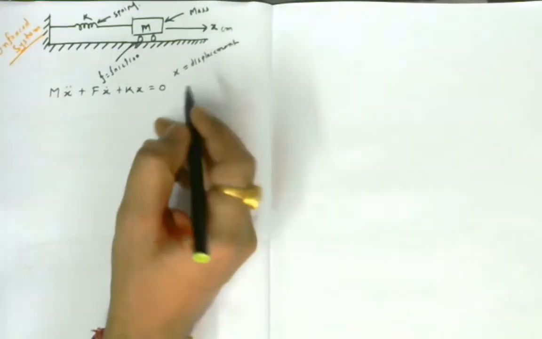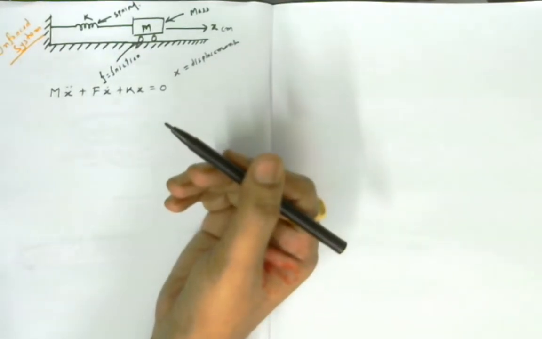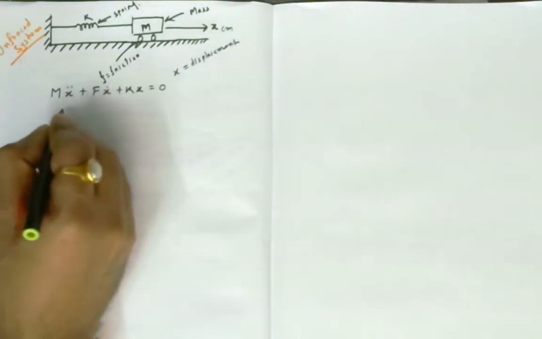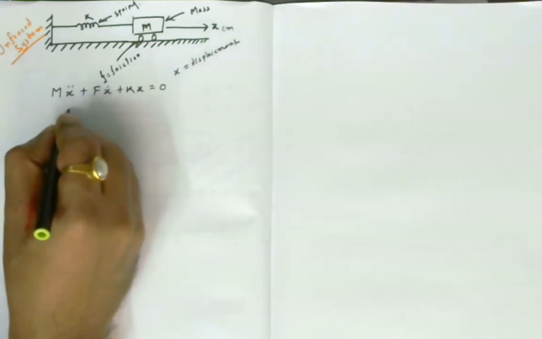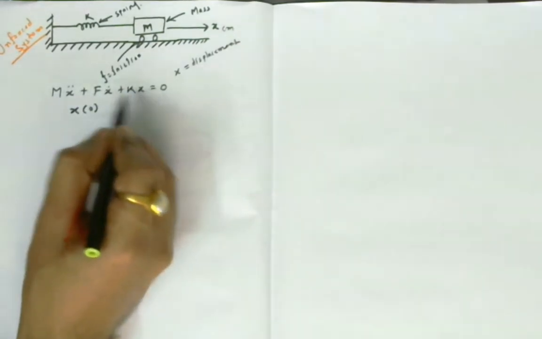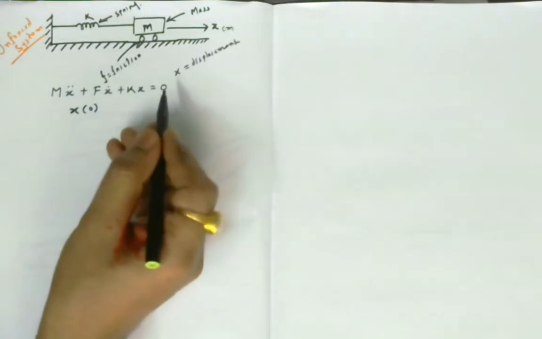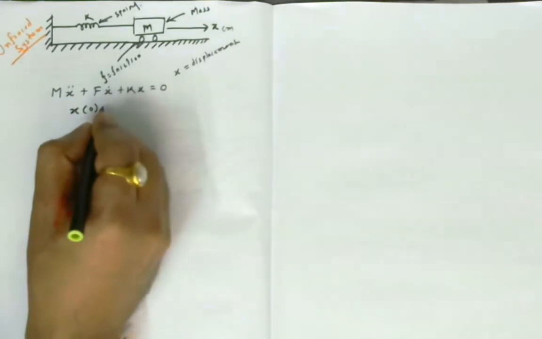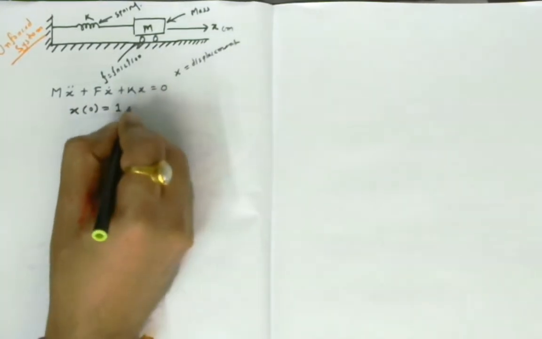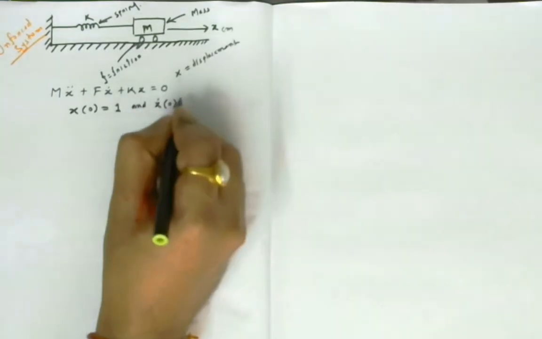Now, what are my state variables in this case? x is the displacement, and the other is the velocity x dot. The initial conditions are also given. This is a second order differential equation, you see M x double dot, and for solving any second order differential equation you need two initial conditions. One is given as x(0) equals 1, and another is x dot(0) equals 1.